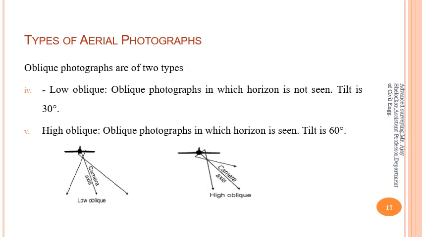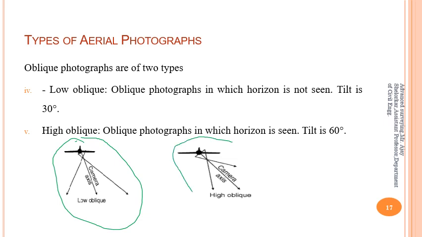Oblique photographs are of two types. Low oblique: photographs in which the horizon is not seen, with a tilt of 30 degrees. This is the low oblique photograph. And then high oblique photographs are those in which the horizon is seen, with a tilt of 60 degrees. This is the high oblique photograph.